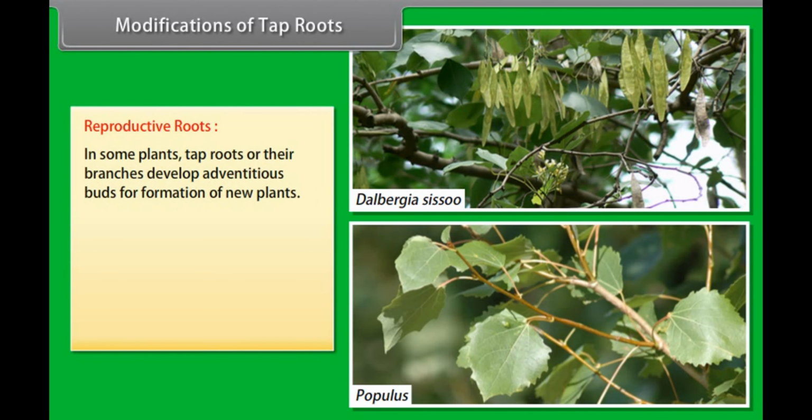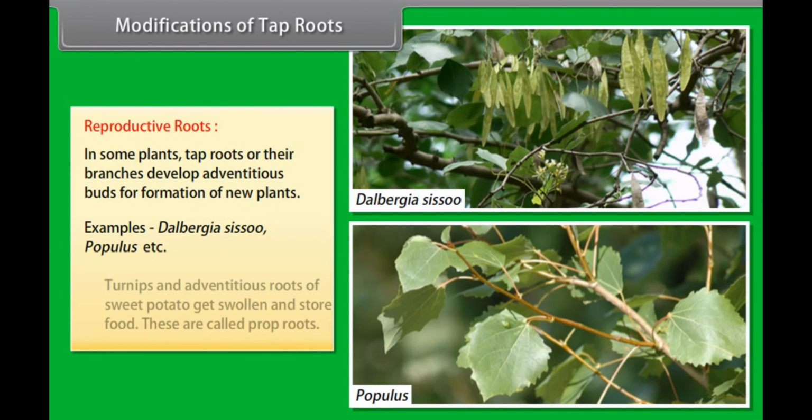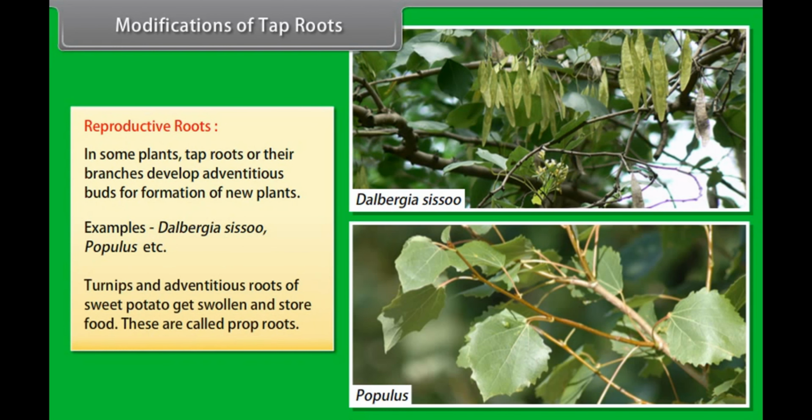Reproductive roots. In some plants, taproots or their branches develop adventitious buds for formation of new plants. Examples: Dalbergia sissoo, Populus, etc. Turnips and adventitious roots of sweet potato get swollen and store food. These are called prop roots. Modifications of adventitious roots for storage of food.